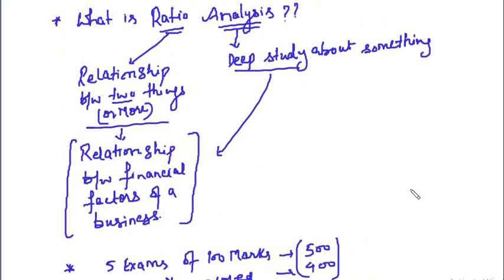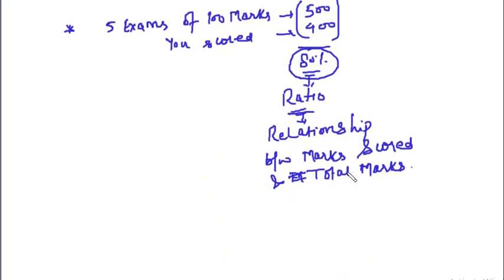What is a ratio? Ratio is the relationship between two or more things. Relationship between the financial factors of a business. Right? Study is your business and this is your financial factor. That you scored 400 marks out of 500 marks. That is, you scored 80% marks. This 80% is nothing but a ratio. It shows the relationship between marks scored and total marks. Clear? So this is what is ratio.